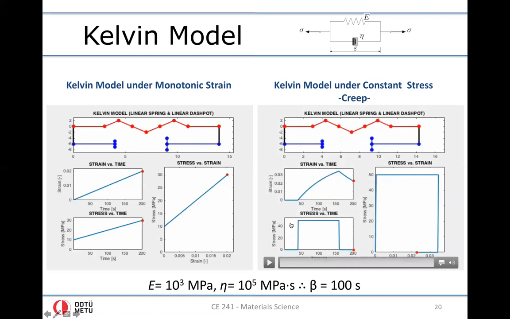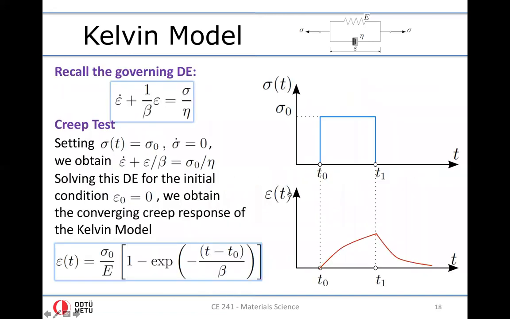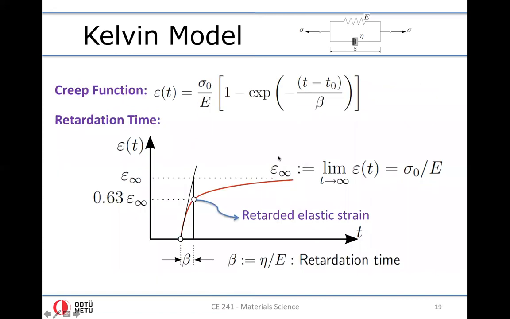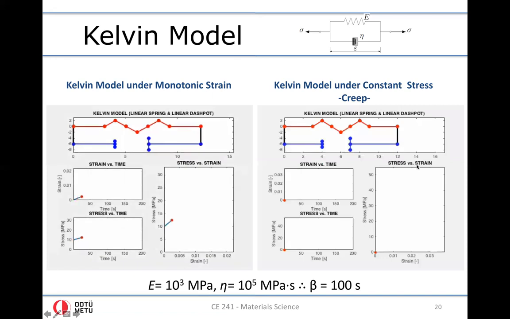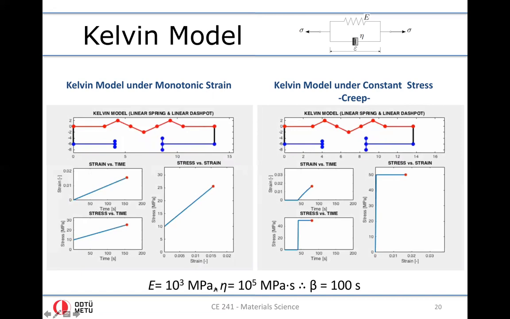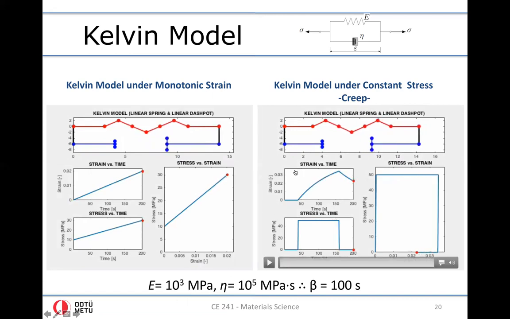The applied stress is 50 megapascals, all right? And the Young's modulus is 1000 megapascals. Remember the derivation we have here. The epsilon steady state is given by sigma 0 over E in the creep test, right? And 50 divided by the Young's modulus, which is 1000, gives you 0.05. So the epsilon infinity is somewhere here, 0.05.